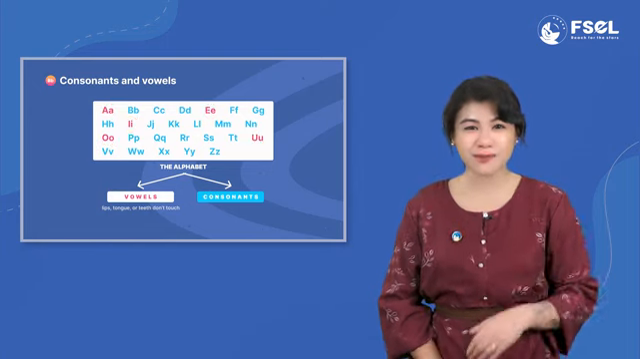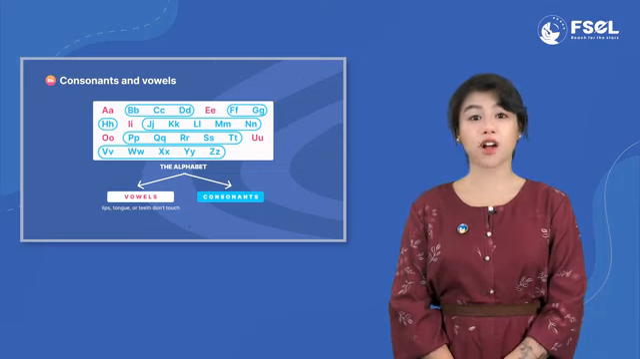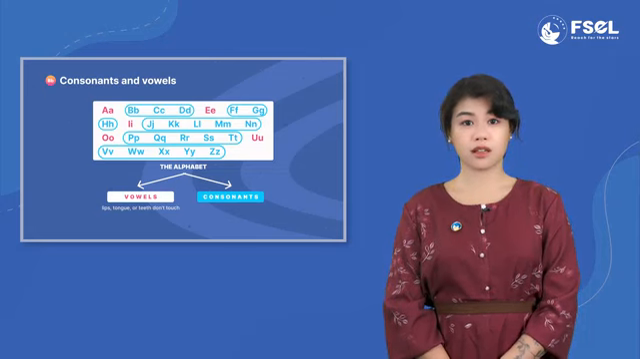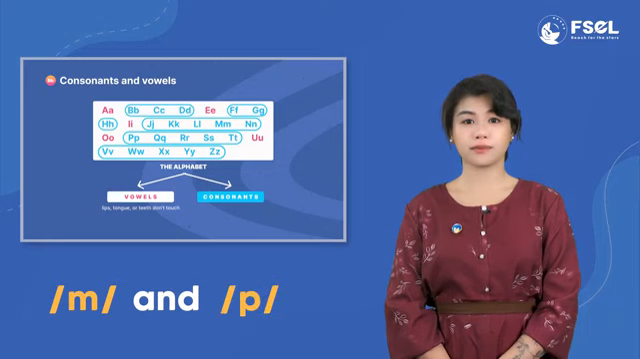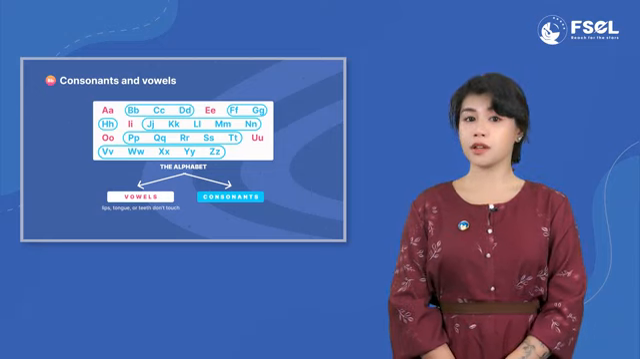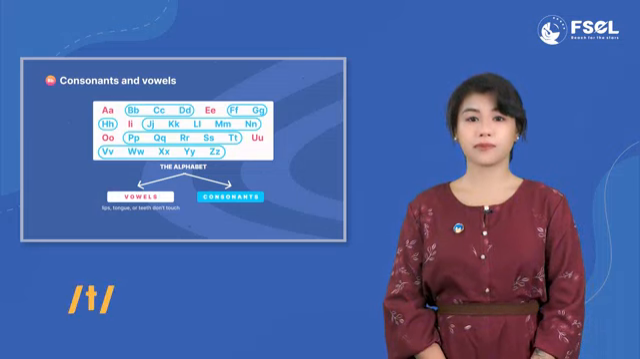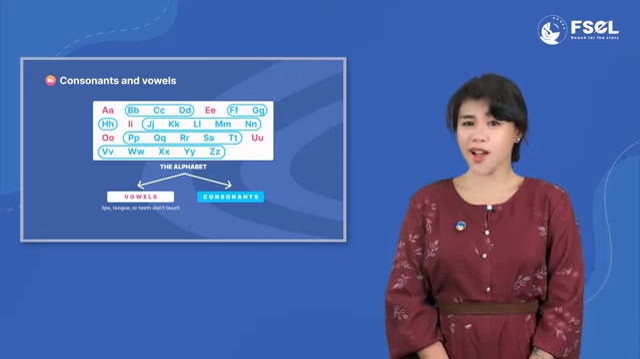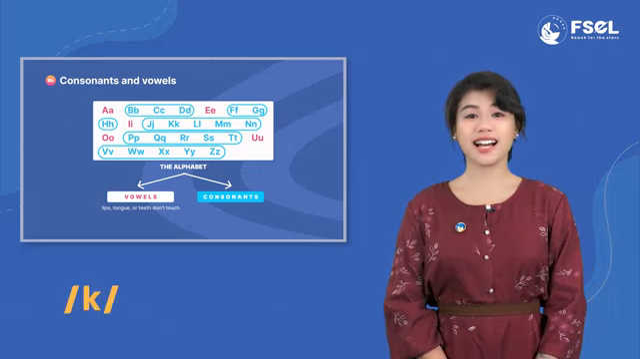Now, let's meet the consonants. There are lots of consonants. Some use your lips, like b and p. Some use your tongue, like t and d. And some use the back of your throat, like k and g.